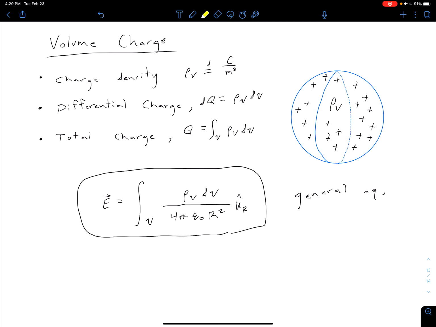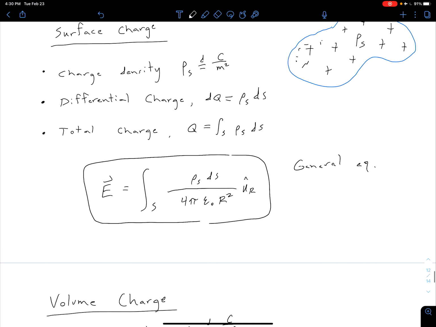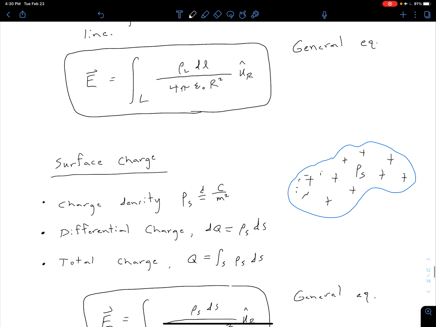Depending on the specific problem, we're going to have to determine the value of r, the direction of r, and our differential volume. That's what we're going to look at in the following videos: we're going to look at some arbitrary distributions, some line charges, surface charges, and volume charges, and we're going to see how we can utilize these three general equations in order to get a specific equation for that distribution.